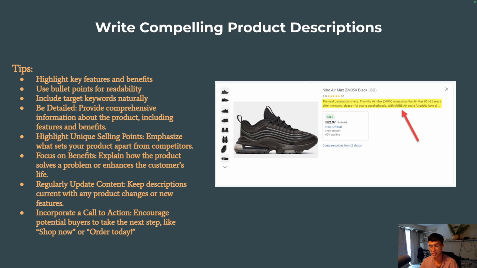Also, regularly update content. Keep descriptions current with any product changes or new features, and incorporate a call to action. Encourage potential buyers to take the next step, like shop now or order today. So in the product description, you can pretty much add as much information as you want. When users go through and read the description, it's really important to outline your USPs here. That will make the user want to click onto your website and explore further.